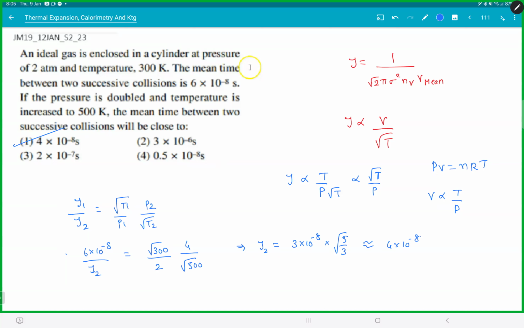Clear with this? So it's always the same thing. That same formula will keep coming. You just need to convert it and finish it off. So in the previous question, we messed up volumes. Here we messed up pressure and temperature. There is volume and temperature. Clear with this?